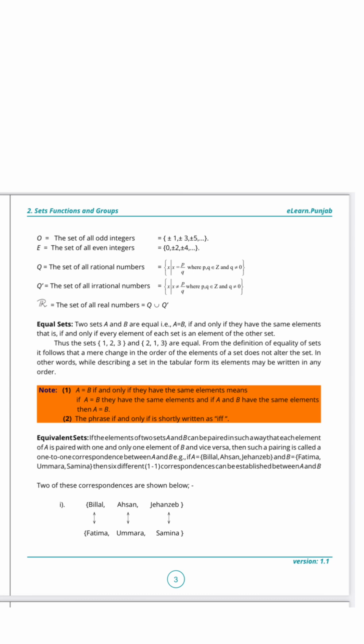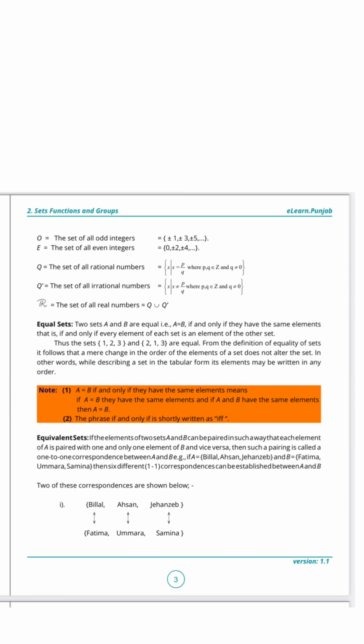From the definition of equality of sets, it follows that a mere change in the order of the elements of a set does not alter the set. As I have said, the order or the sequence does not matter. In other words, while describing a set in the tabular form, its elements may be written in any order. Note, A is equal to B if and only if they have the same elements, meaning if A is equal to B, they have the same elements, and if A and B have the same elements, then A is equal to B, right? And the phrase if and only if is shortly written as iff.